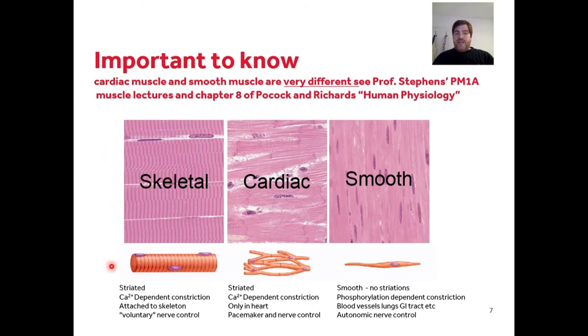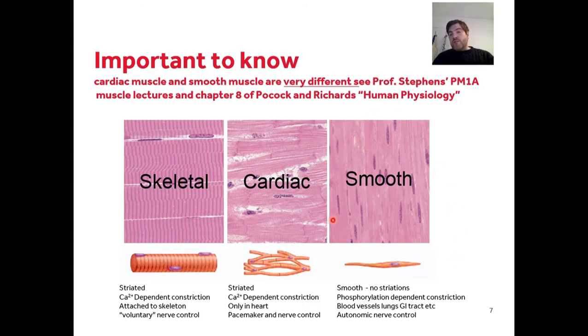In your skeletal muscle, you have calcium-dependent contraction and the muscle is very striated. In the cardiac muscle, again, it's calcium-dependent contraction, but it's only found in the heart. And you'll notice that the structure is slightly less organized than that of the skeletal muscle.